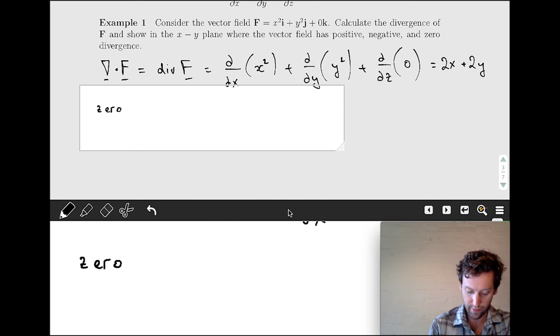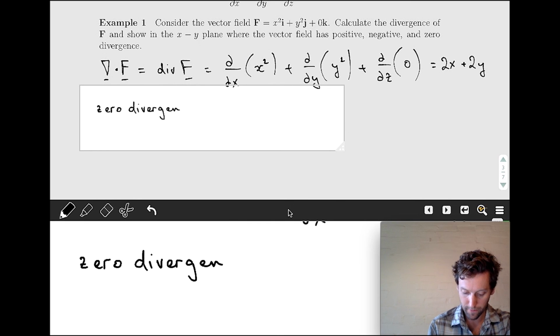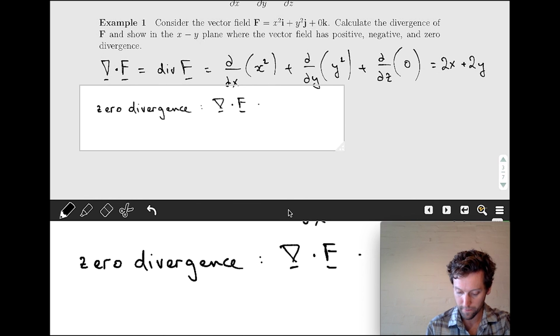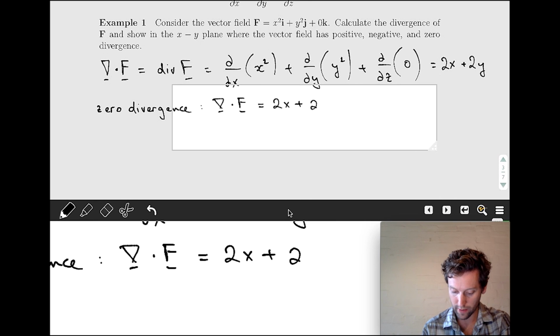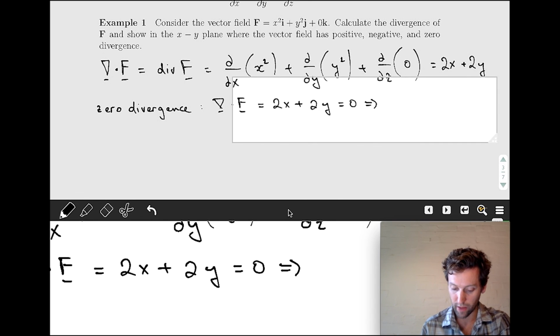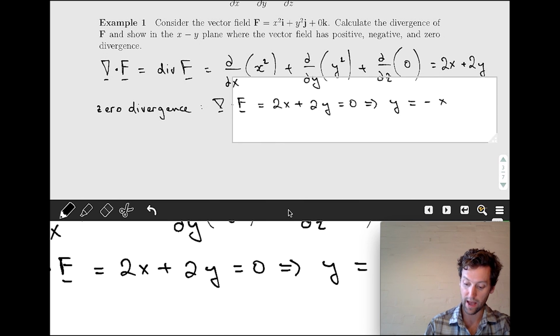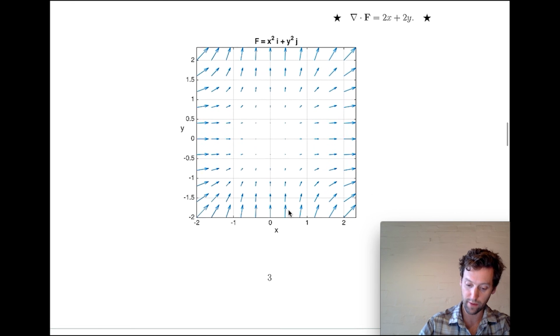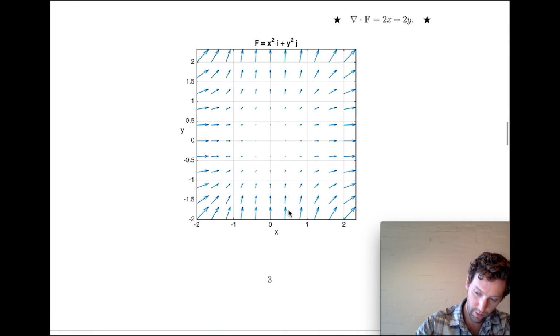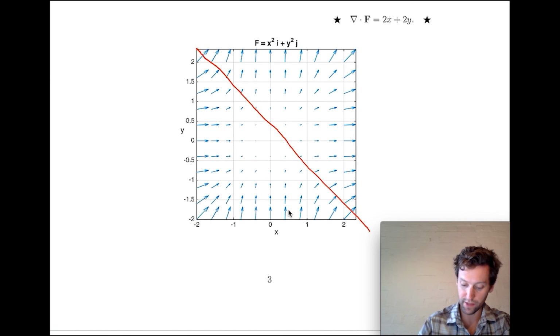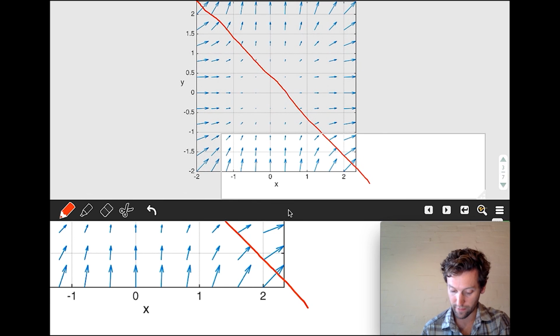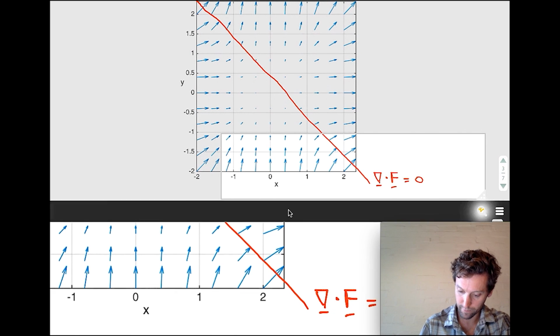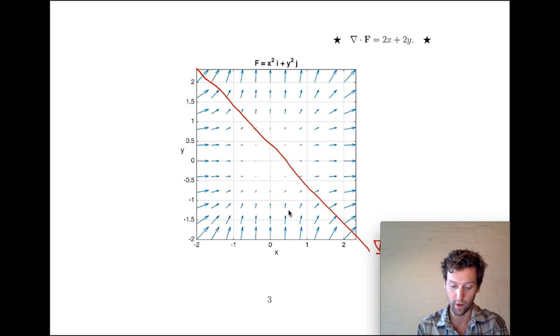Let's look for where we get 0 divergence. So where is this div equal to 0? That's going to happen when 2x plus 2y is equal to 0, which implies it's going to occur when y is equal to minus x. So let's sketch what that looks like in the xy plane on top of the figure I drew of the vector field. So here's my vector field. Here is the line y is equal to minus x. This is the line of 0 divergence. At every point on that line, the divergence of my vector field is 0. There is no net convergence or divergence of the flow along that line.